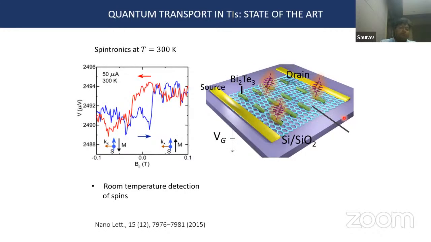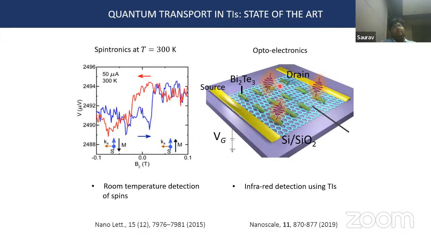A lot of groups are working on these for detection of spins, for their application in spintronics. And I also worked on optoelectronics, where I interfaced these materials with graphene to look at their infrared properties and whether they can sense infrared photons from around 900 to 720 nanometers. So these are some of the directions that several research groups have been working on.